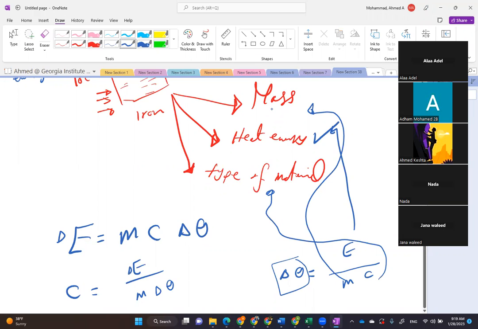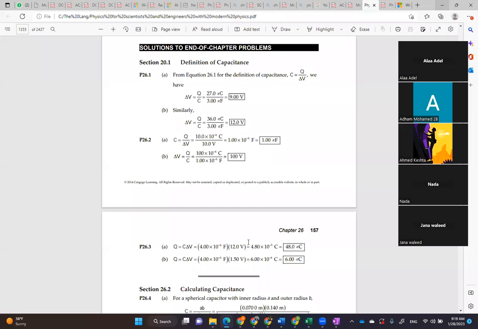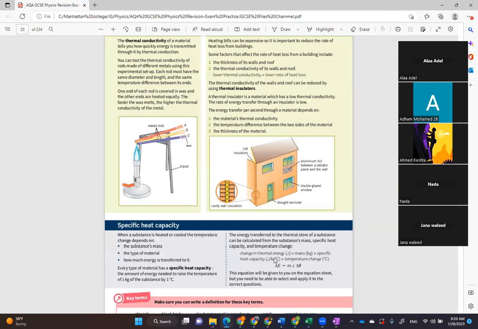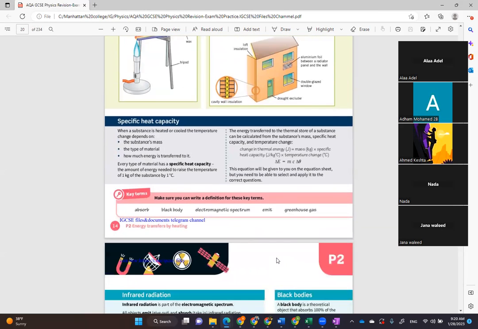If I ask you to give me the unit of specific heat capacity, equal delta E is measured by joule, right? So joule divided by mass, which is measured by kilogram, and delta theta is measured by Celsius. So the unit of specific heat capacity is joule divided by kilogram multiplied by Celsius. Joule, kilogram, Celsius.